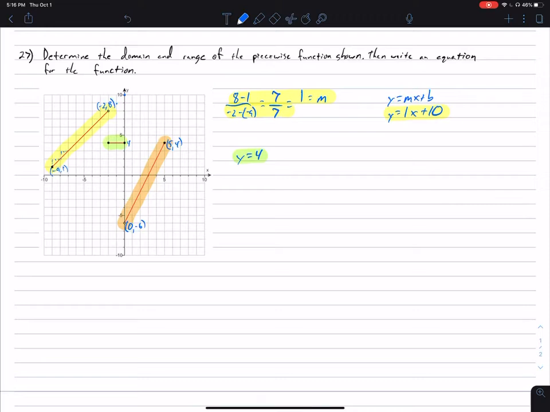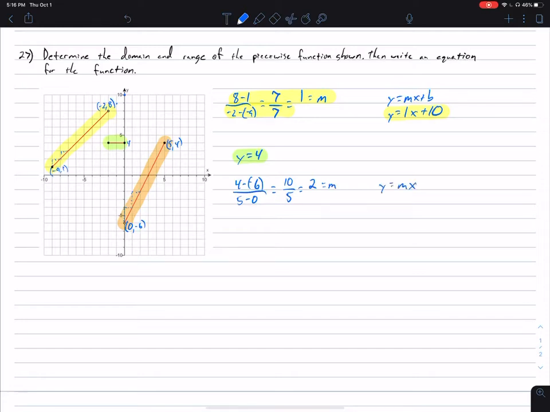I know the y-intercept is there, so I just need to figure out the slope. So I'm going to do 4 minus negative 6 over 5 minus 0. So that'll be 10 over 5, which is 2. And again, if I count the slope, I do see that I'm going up 2 over 1, up 2 over 1. So my m value would be 2.